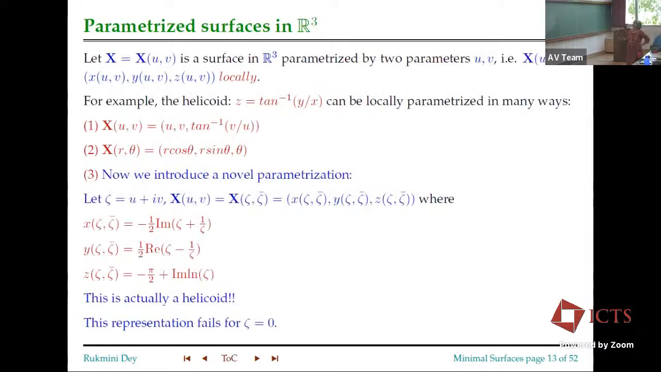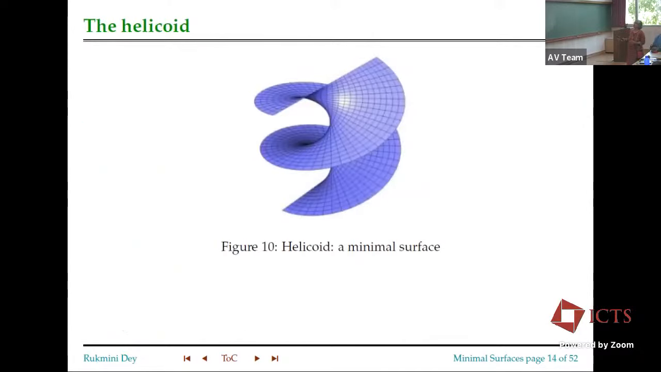Z is tan inverse Y by X. So in terms of UV, tan inverse V by U, you can write Y as V, X as U. This is a graphical parameter. Again, it's valid only locally. Or you can parameterize it by R, theta: R cosine theta, R sine theta, and theta. This is a very good parameterization because you fix an R, a small little circle, you go right round, and the surface has climbed 2 pi distance, since Z is equal to theta. That is a helicoid, okay?